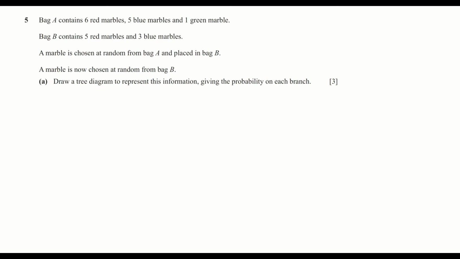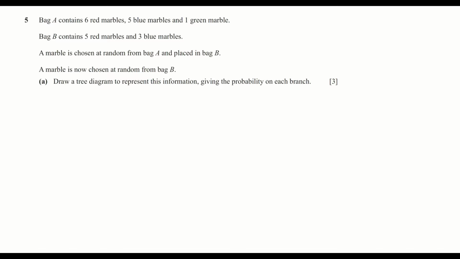Question 5 tells us that bag A contains 6 red marbles, 5 blue marbles, and 1 green marble. Bag B contains 5 red marbles and 3 blue marbles. A marble is chosen at random from bag A and placed in bag B. A marble is now chosen at random from bag B. Part A says draw a tree diagram to represent this information, giving the probability on each branch.